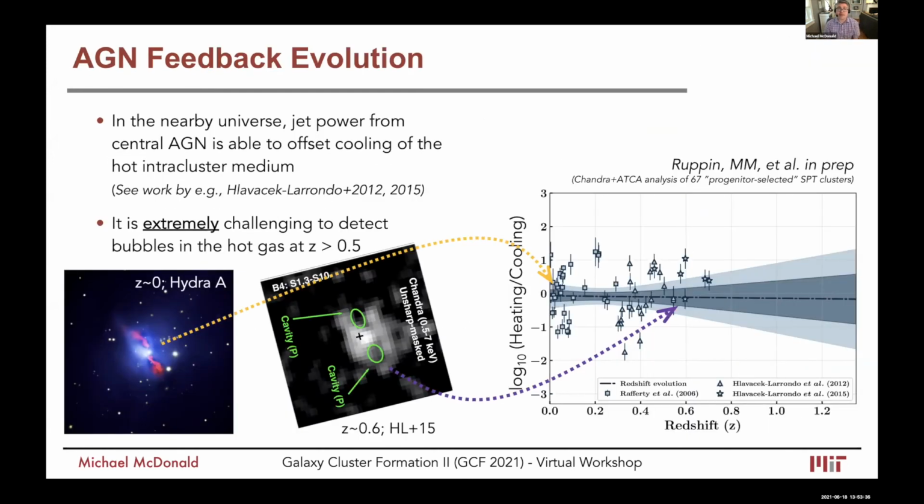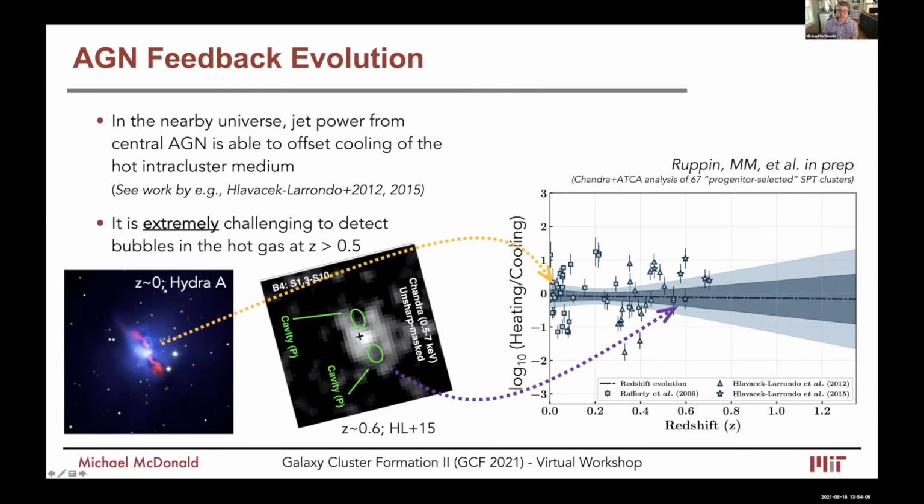And so in the nearby universe, people look at things like bubbles and jets in the centers of clusters to quantify how much energy is being injected into the medium to prevent runaway cooling. And so in a system like Hydra A, you can see the jets in red, you can see the bubbles in blue, you can directly see work being done on the hot medium. And you can compare the heating to cooling rate, and you can see that this heating is balancing cooling, and that's why we don't have cooling flows.